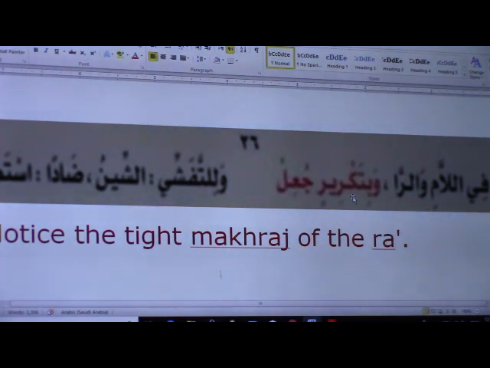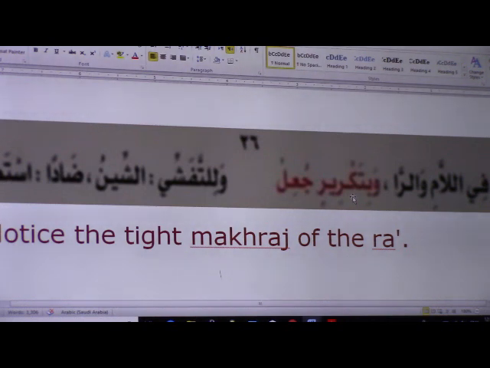With. Sometimes it means... So, وَبِتَكْرِيرٍ means with تَكْرِير. What is it with تَكْرِير? بِتَكْرِير means what? With تَكْرِير. جُعِل, it has been made. Okay? So جُعِل means what, sister? Made. Who was made with تَكْرِير?